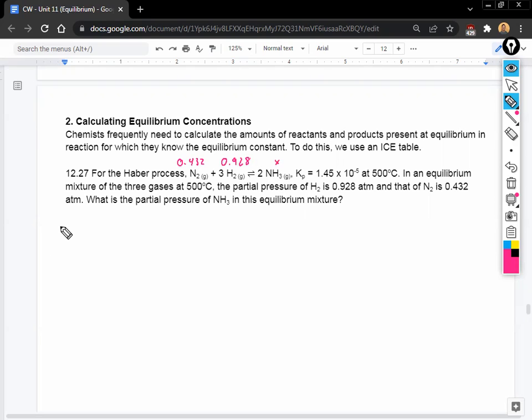All you had to do is use the equilibrium constant formula. We have the value of Kp already: 1.45 times 10 to the negative 5. That's going to be equal to the pressure of NH3, I'll say that's X squared, divided by 0.432 and 0.928. So this is your formula. Again, be very careful when reading the problems to make sure you didn't do any extra work.